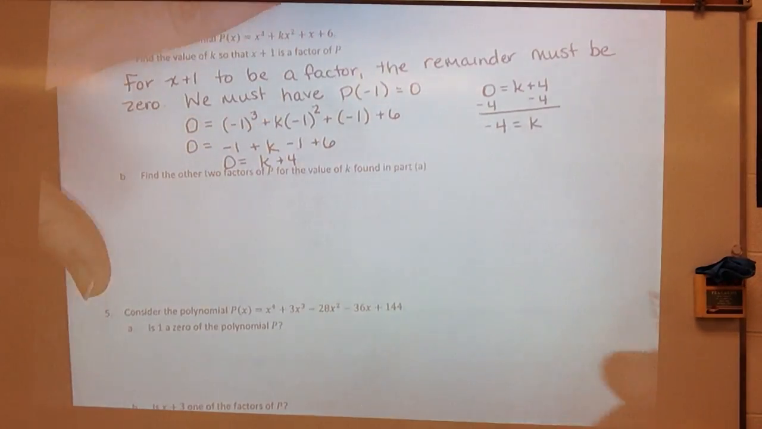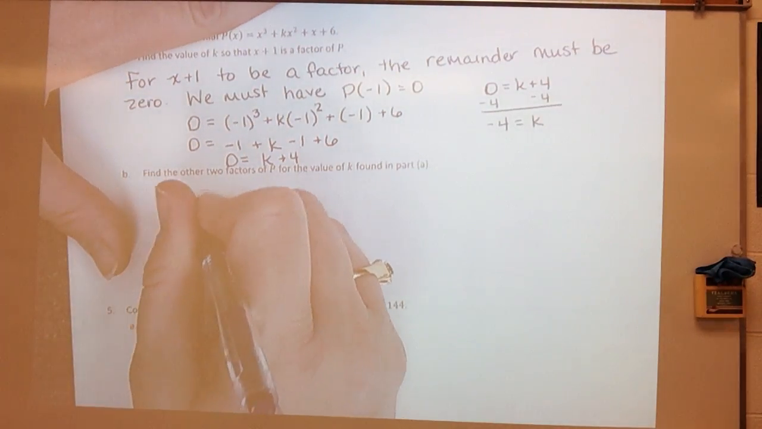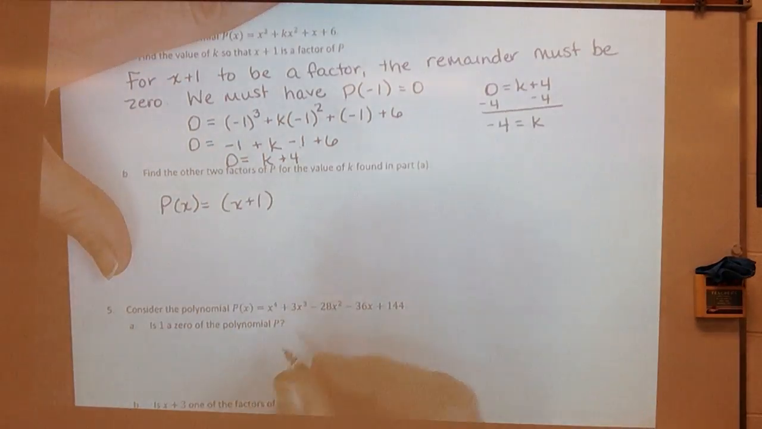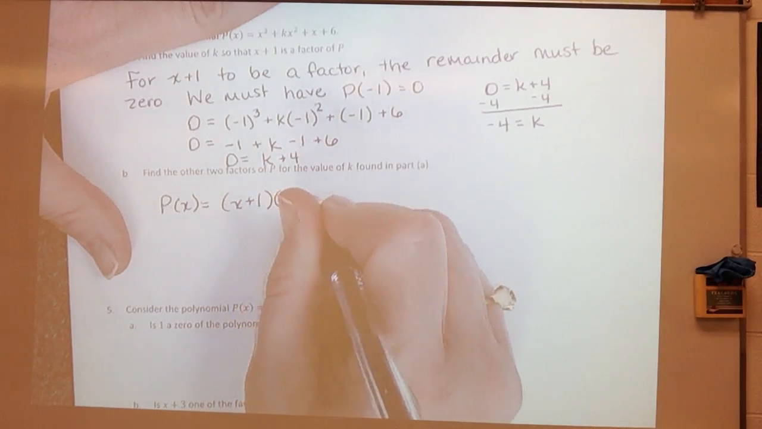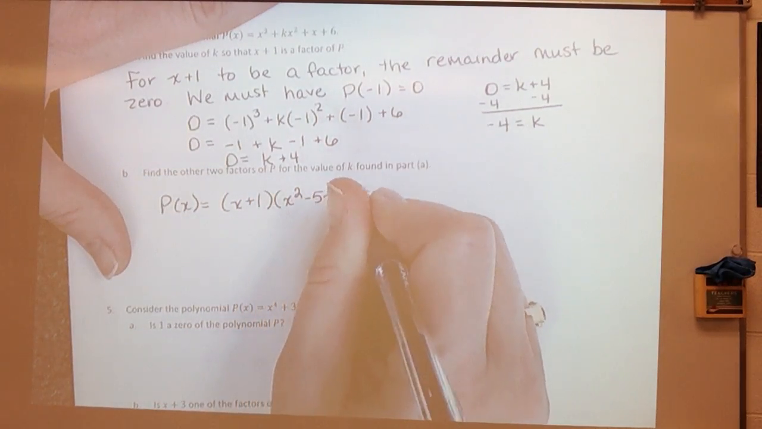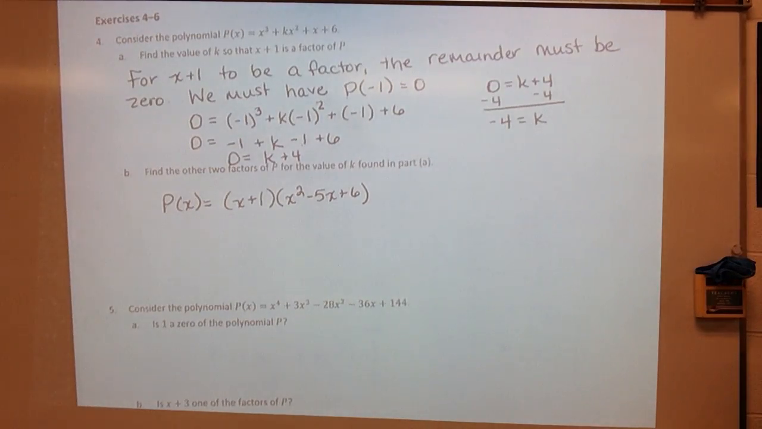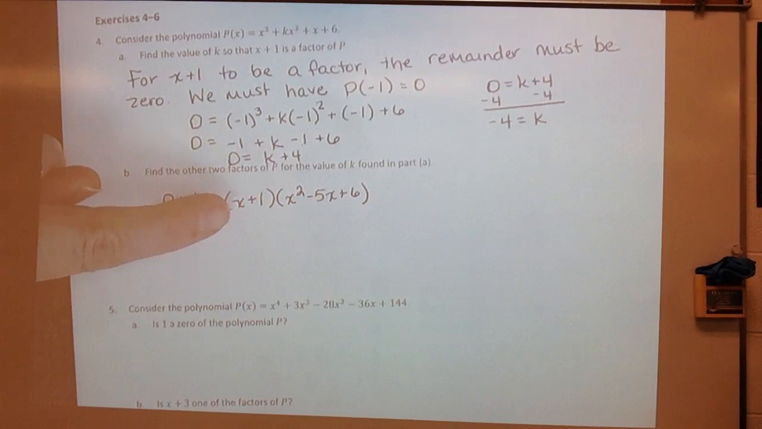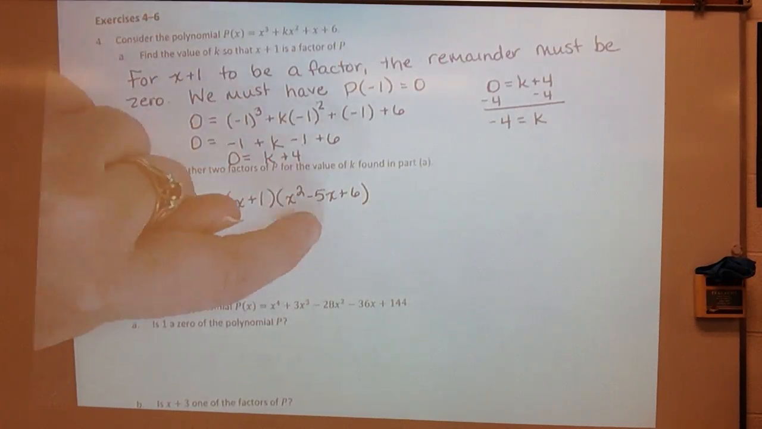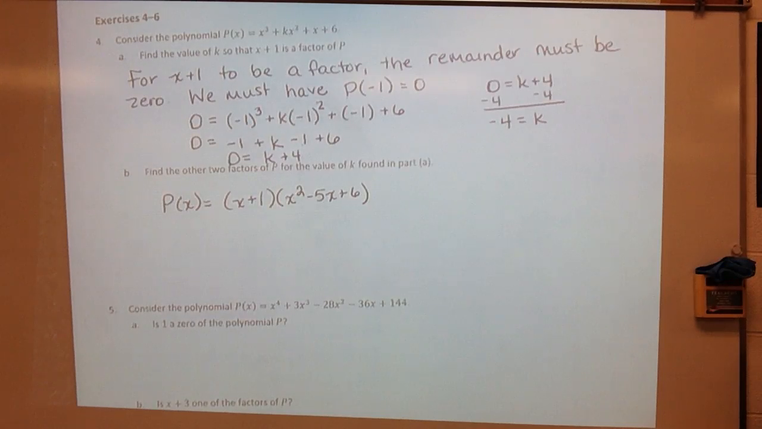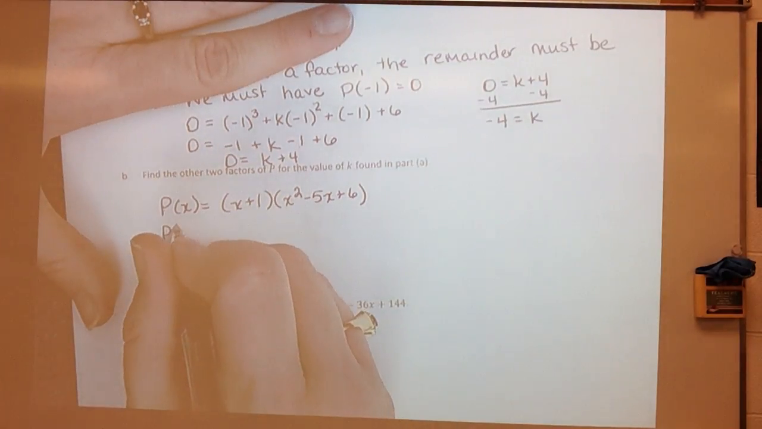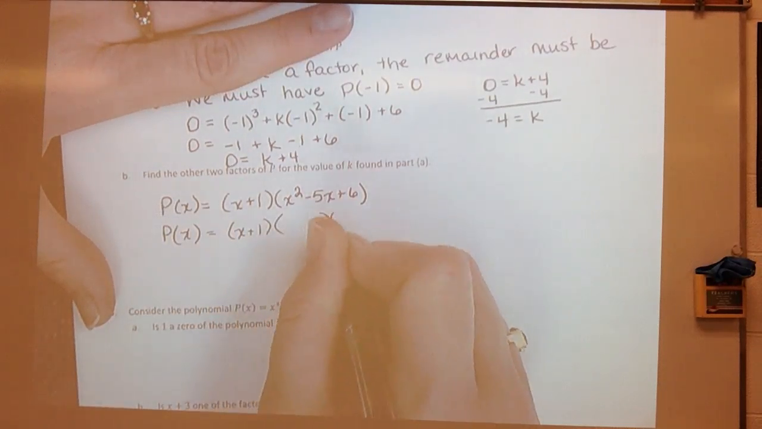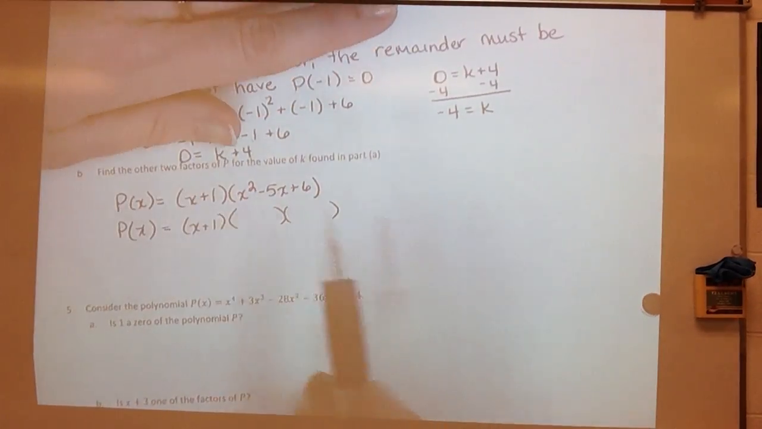So, let me back this out just a little bit. I know that p of x is equal to x plus 1 times x squared minus 5x plus 6. But it says find the other two factors. We already know that x plus 1 is a factor. Now they want us to figure out the other two factors. Well, that's simply factoring out this polynomial over here. So let's factor this, x and x.